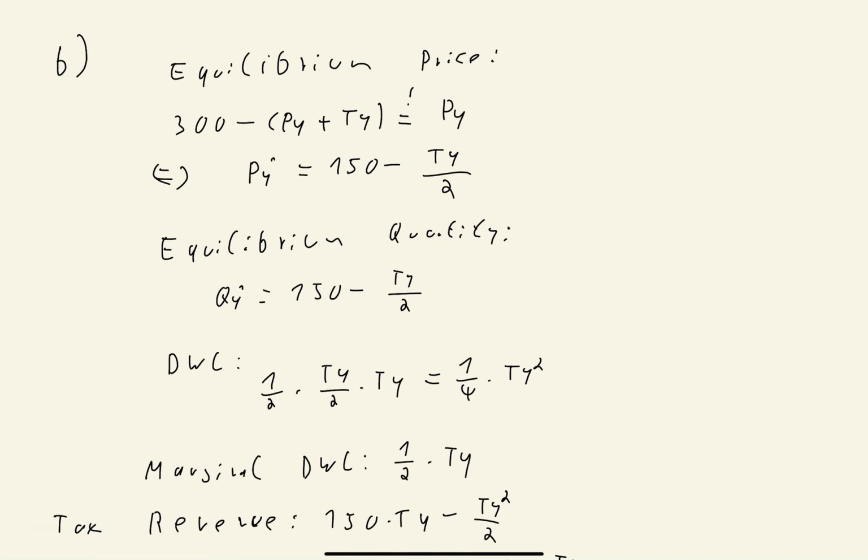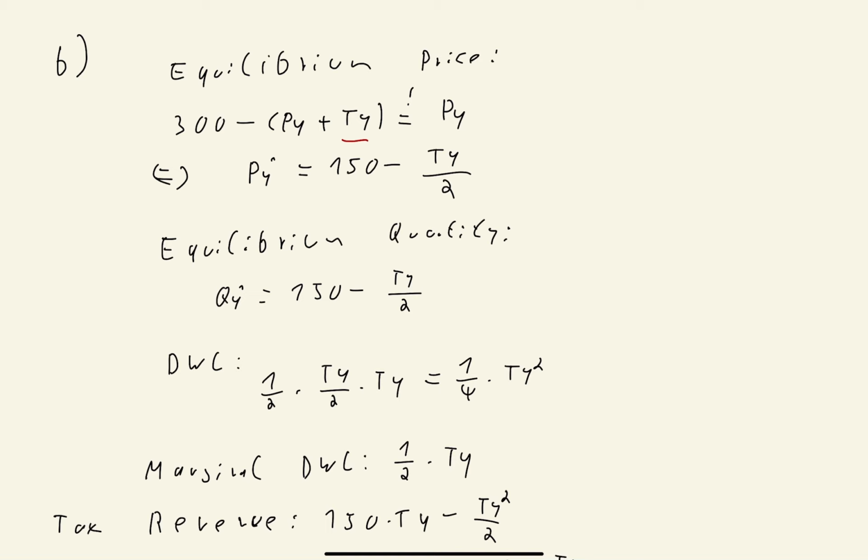So again, let's start with finding out the equilibrium price. Here, again, we account for the fact that the demand function changes a little bit because we assumed that there is a tax in this economy. So the demand function is 300 minus (py plus ty), in parentheses obviously. And this should be equal to the supply, which is then simply py. Solving this will give us (150 minus ty) divided by 2. And this is the equilibrium price.